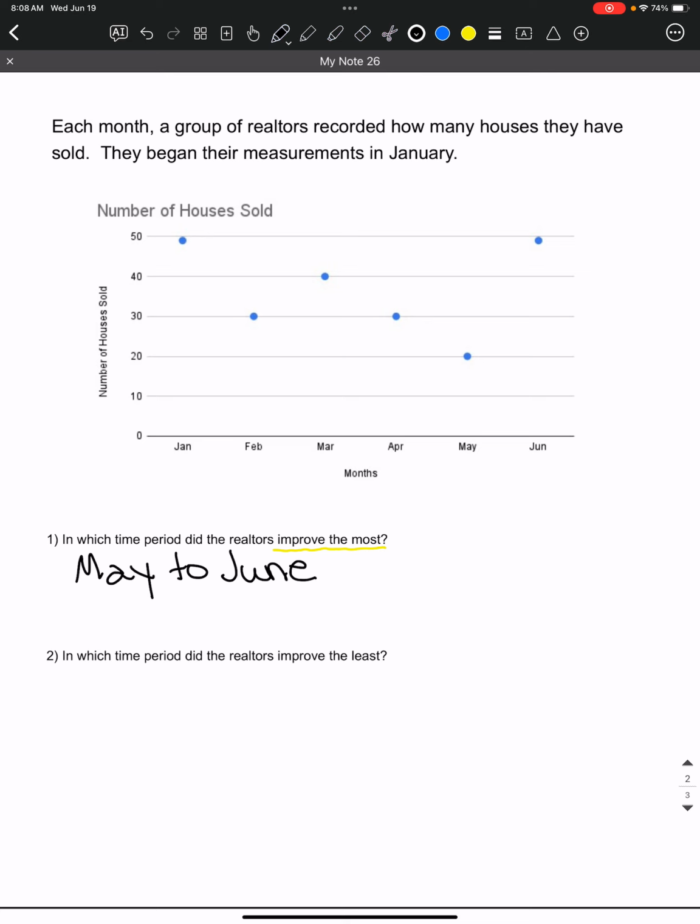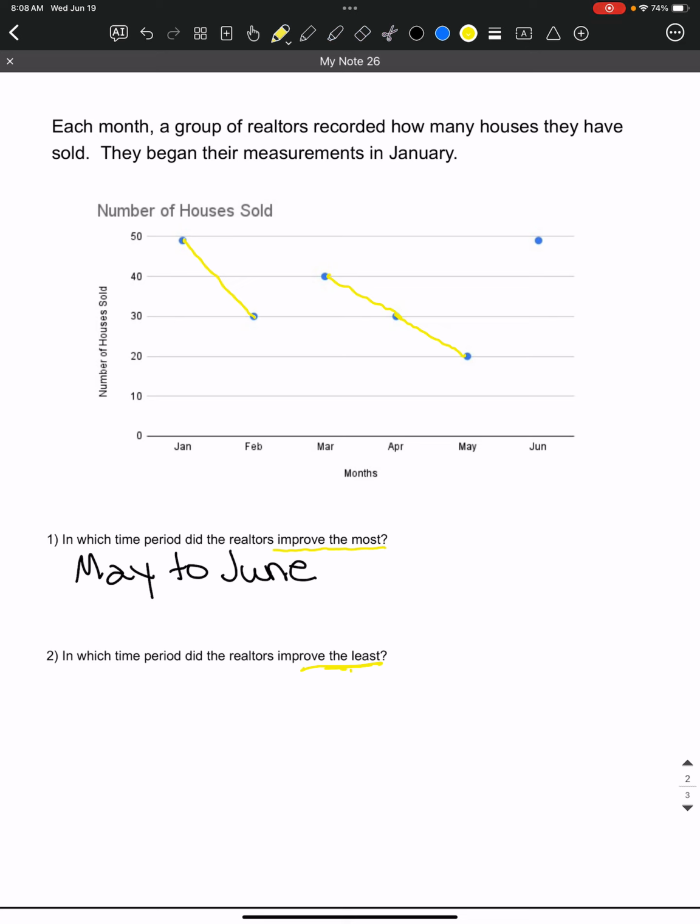Okay, now the next part on number 2, it's asking me to see when the realtors improved the least. That means where did it go down? Okay, so if I'm decreasing, let's see, I've got a few choices. I've got almost 50 down to February, and then looks like March to April was the same as April to May. So again, I'm asking myself which one of those two lines is the steepest?